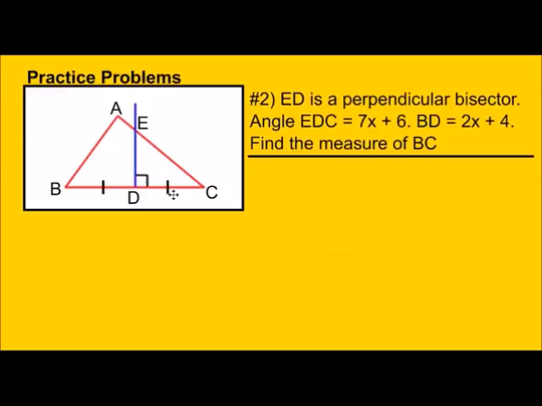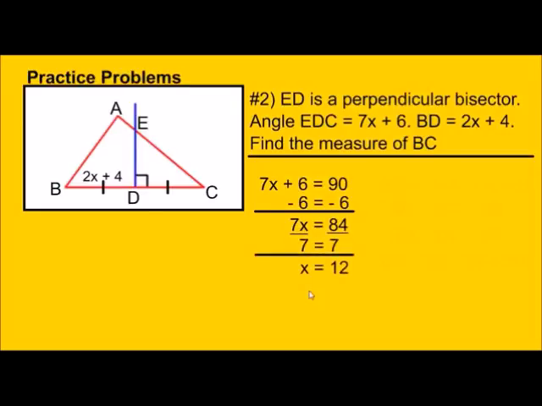Alright? Now if that's the case, and we say that BD is 2x plus 4, in order to set anything up, we need to know what this side is, but we don't know that yet. The one thing we do know is that angle EDC, which is 90 degrees, is supposed to be 7x plus 6. So since we do know that for sure, I can set my equation up as 7x plus 6 equals 90 degrees. And I can solve from here. Subtract 6 from both sides. Simplify, and I get 7x equals 84. Then I'm going to divide both sides by 7. And our final answer is x equals 12.